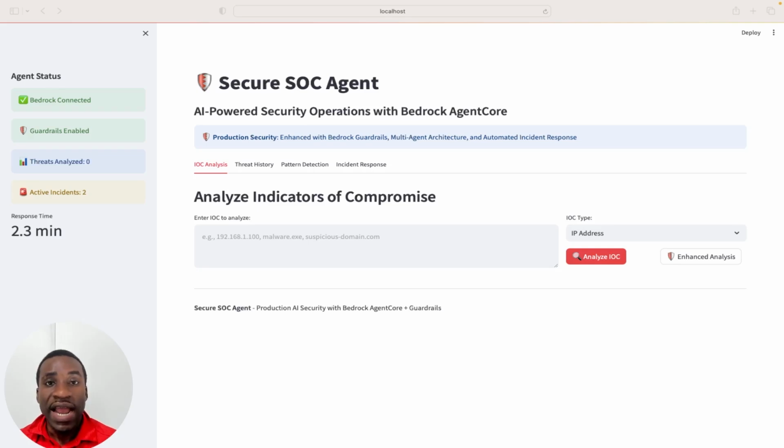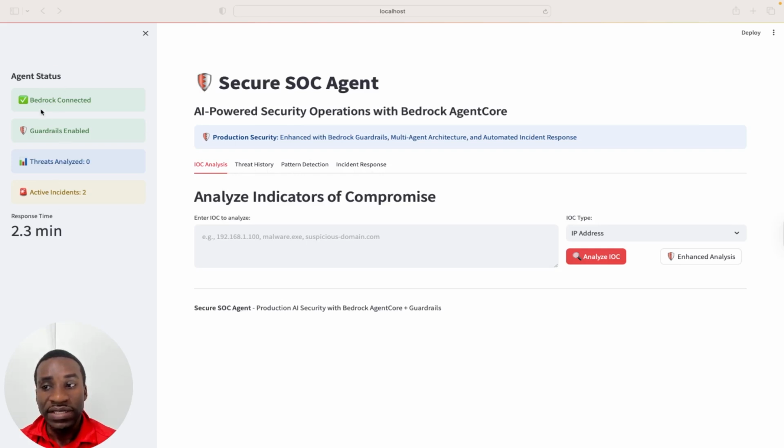I've been working on a secure SOC application. It's an AI security system that uses Amazon Bedrock AgentCore. It demonstrates enterprise-level controls. It's also a multi-agent architecture and has automated incident response. You can see we have these tabs like IOC analysis, threat history, pattern detection, incident response.